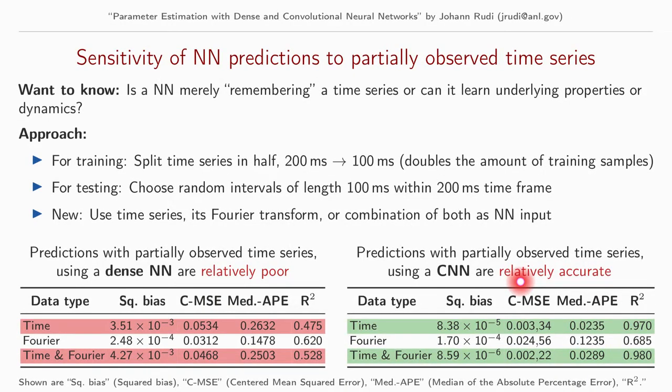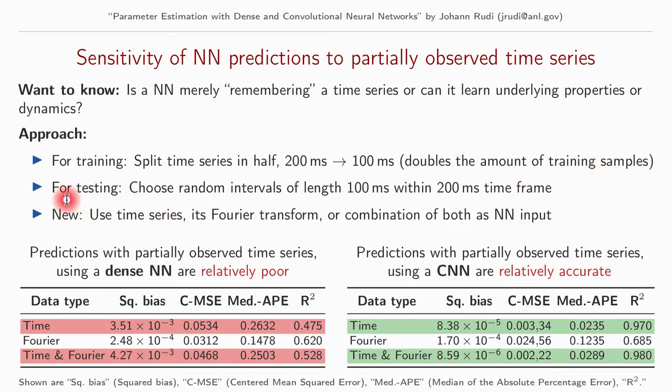Now I want to inspect some sensitivities of the neural network capabilities of estimating parameters. This is one test where we were asking ourselves, is the neural network merely remembering a time series, or can it learn underlying properties or some sort of dynamics? We've set up the following scenario. For the training, we split our time series in half. It used to be 200 milliseconds. We split it in half. That means we also double the amount of training samples.